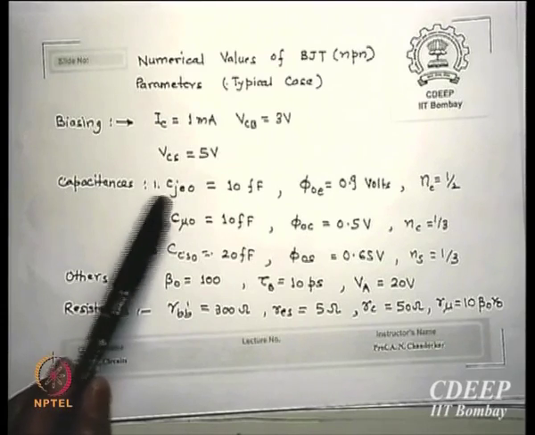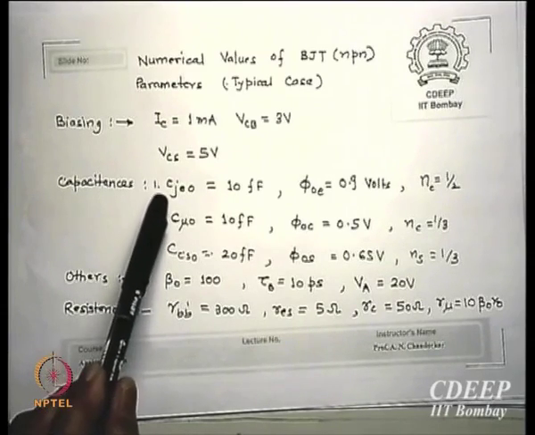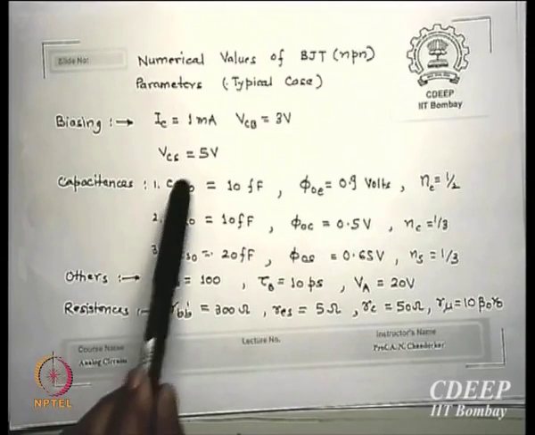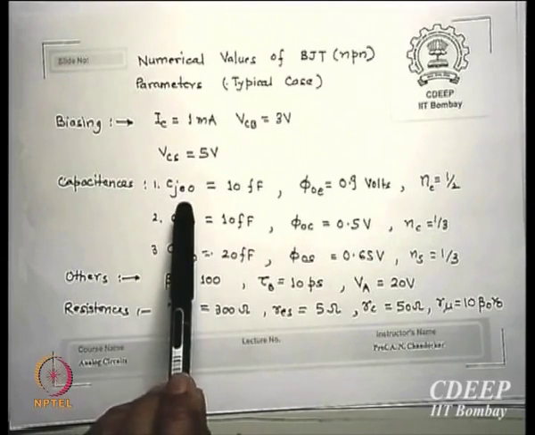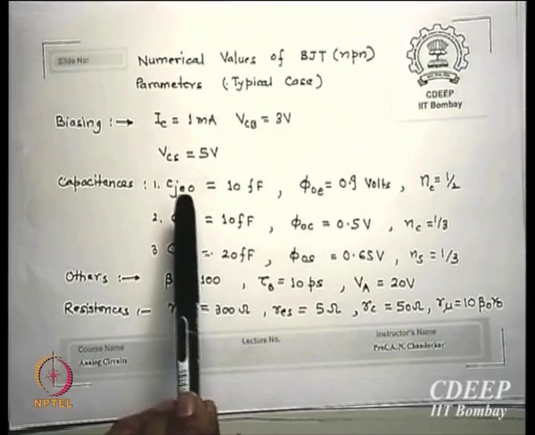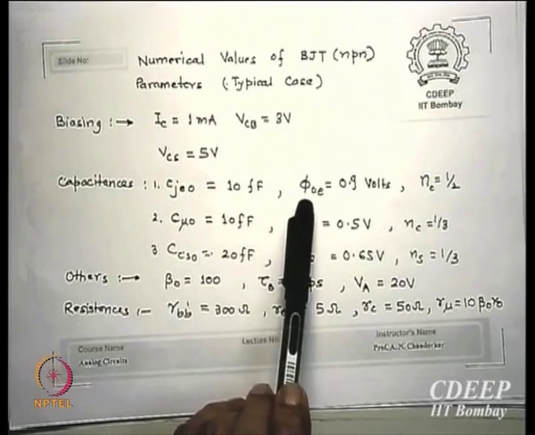Typical value for junction capacitance CJE0, for the base emitter junction capacitance C pi that we were looking at, is 10 pF. And what does this 0 stand for? 0 bias. With the bias change, yes, this value will also change. Okay. What is this CJE0?